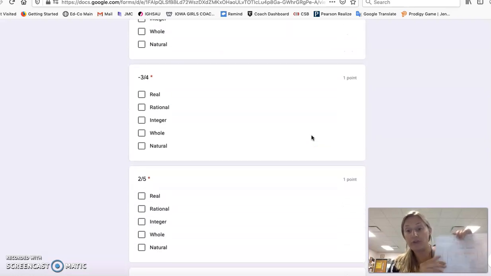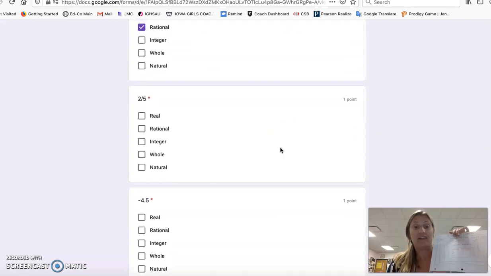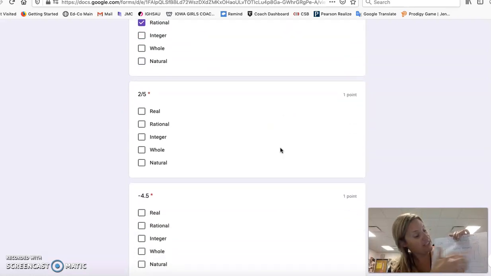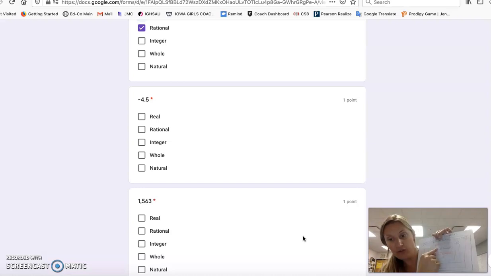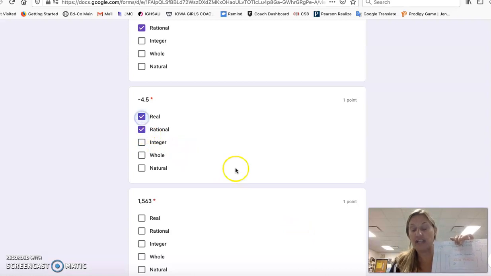Okay, 3/4. We just got done talking about how natural numbers, whole numbers, and integers do not allow fractions or decimals. This is a fraction. So it won't fit in here, it won't fit in here, and it won't fit in here. It has to go in the rational box. That's the only one that allows fractions. So this is rational and real. 2/5. Again, it's the same thing. It's a fraction, so it has to be rational. So this is rational and real. The next one is the same thing: no decimals in the inner boxes. The only one that allows decimals is rational. So rational and real.